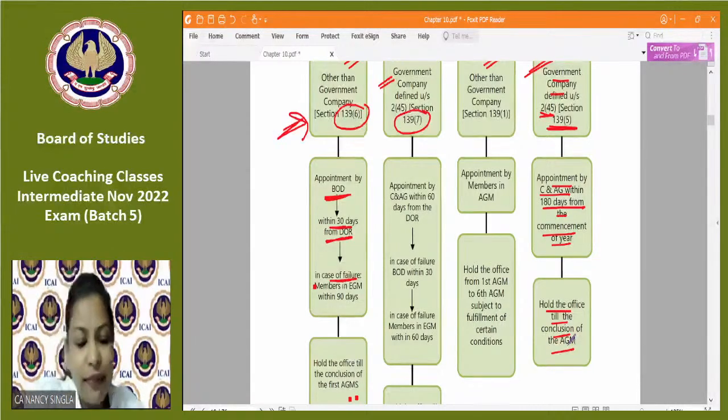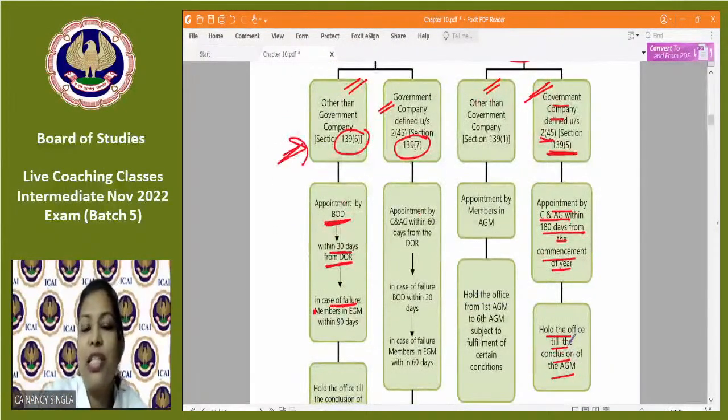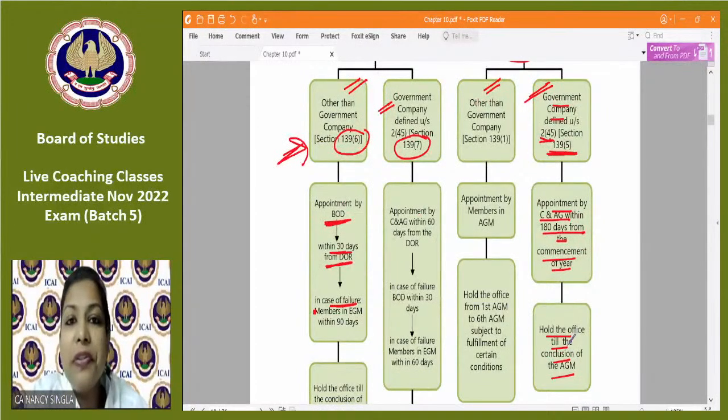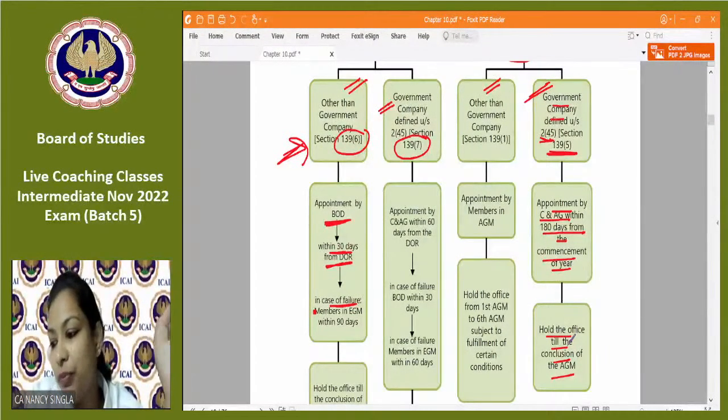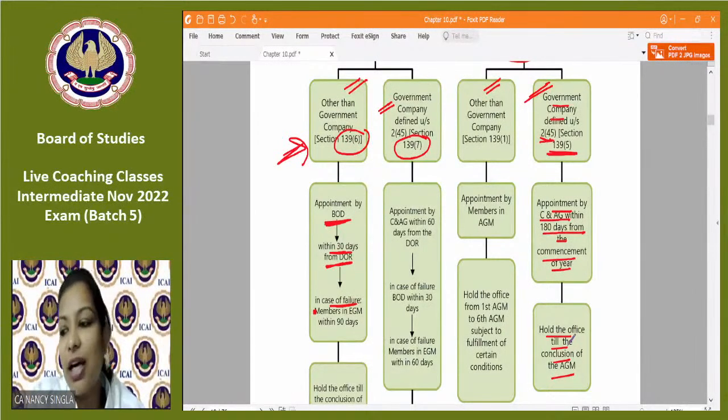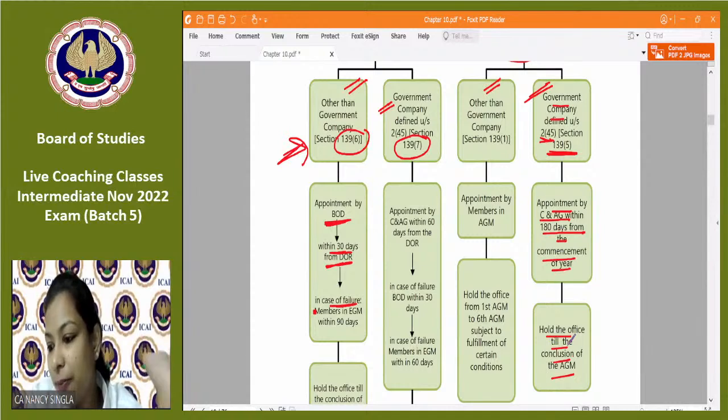Students, tell me, ये वाला section 139 subsection 5, is it clear that with respect to appointment of subsequent auditor, the CAG will appoint the subsequent auditor within 180 days from the date of commencement of the year, and the auditor so appointed will hold office till the conclusion of the AGM. जो भी next AGM आएगा वहां तक office hold करेंगे. तो Ban Reddy is saying, ma'am, it is clear. Charu, I hope your doubt is clear.